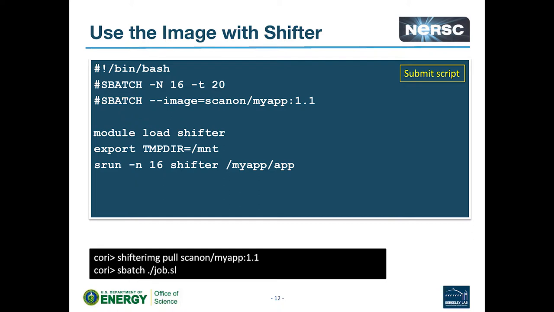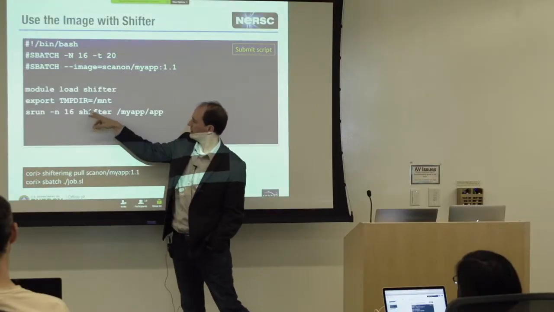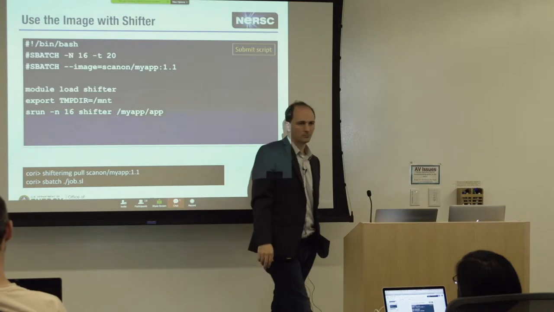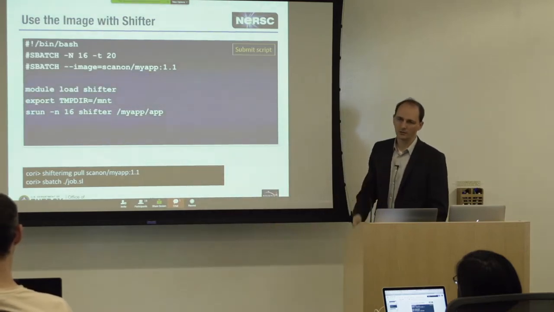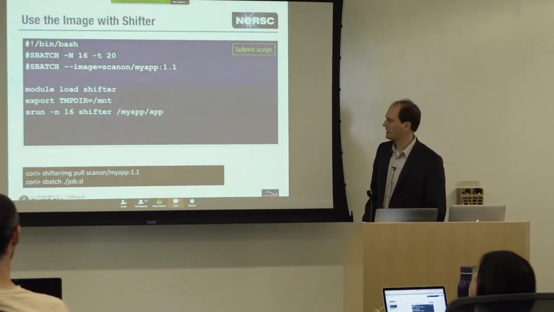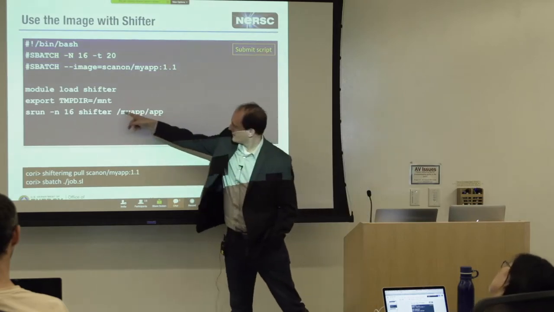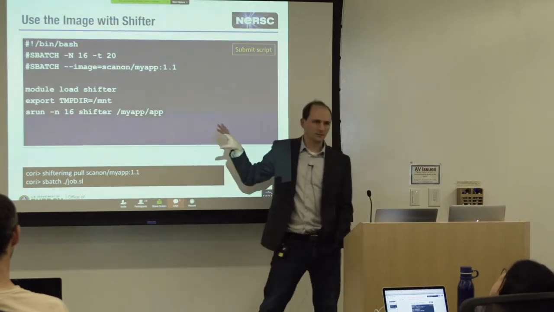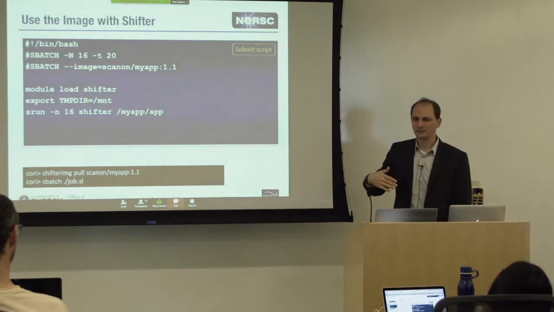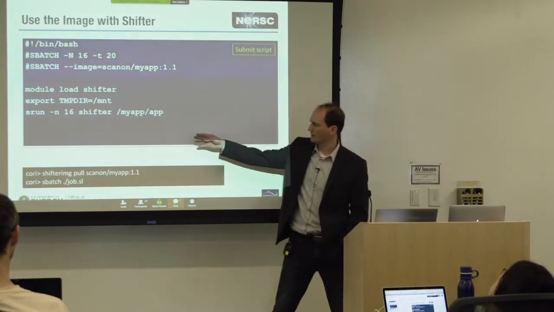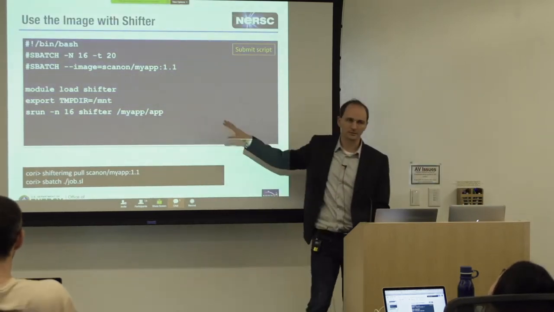So that later on when you do, in this example, we're doing an MPI application. The only thing that's different is we just add this shifter command in before the execution of the actual application. And in this case, that application exists in the image inside that container. If I went out on Cori and looked, there's no /myapp directory. This is coming from the image.